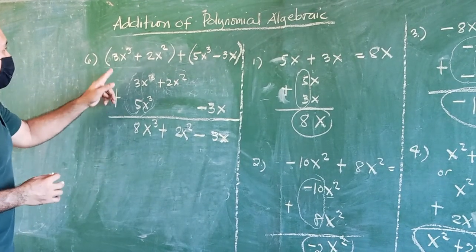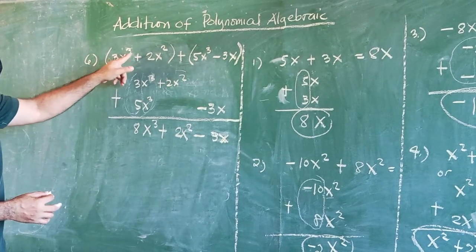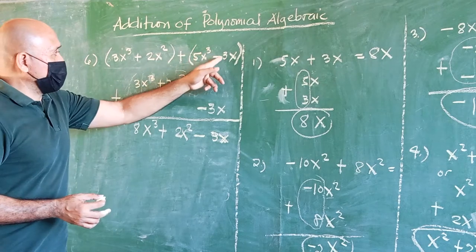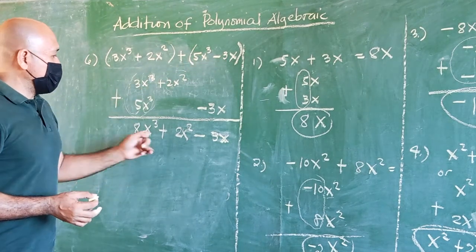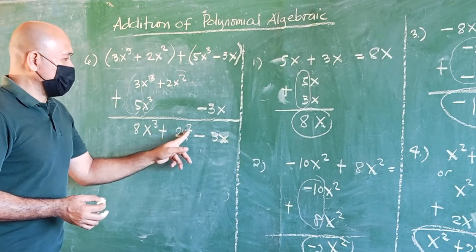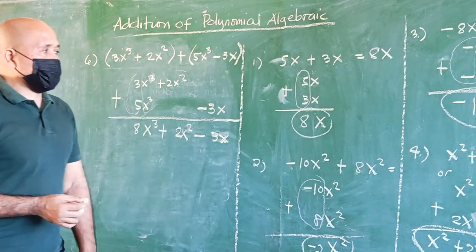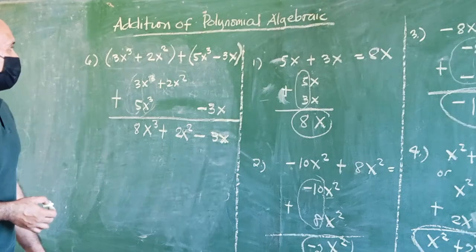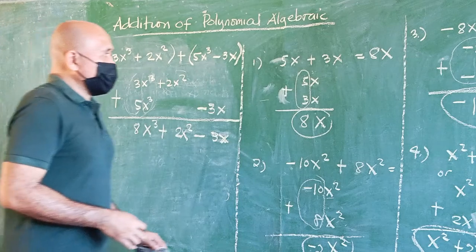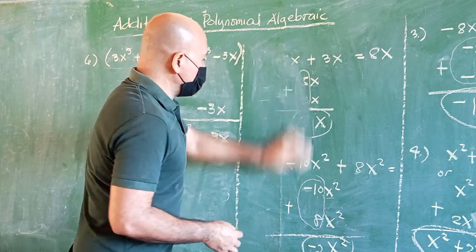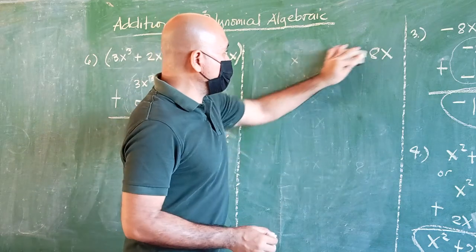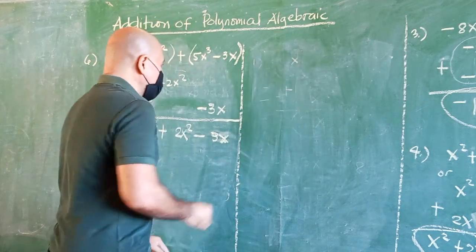So therefore, when you add the quantity of 3x cubed plus 2x squared plus the quantity of 5x cubed minus 3x, the answer or the sum is 8x cubed plus 2x squared minus 3x. That's the result when some of the terms being added are not similar. Okay, another possible example or case.